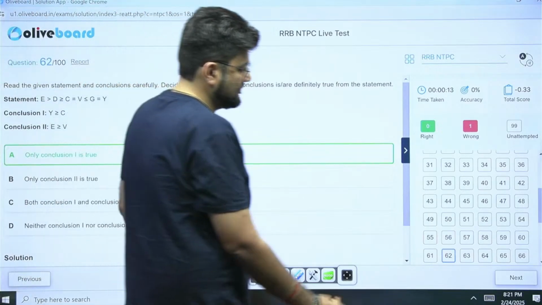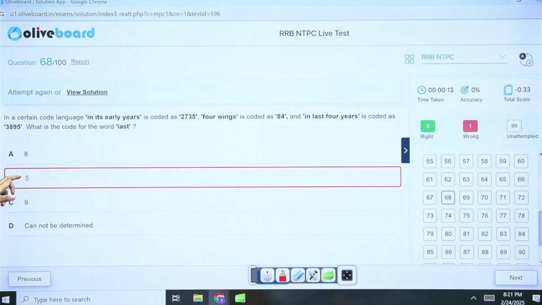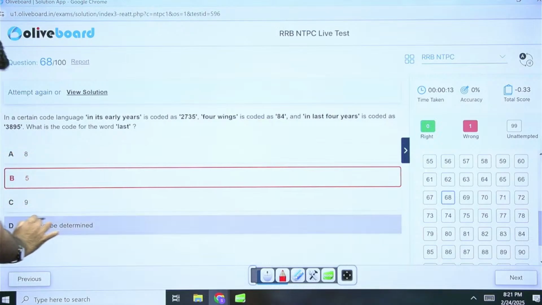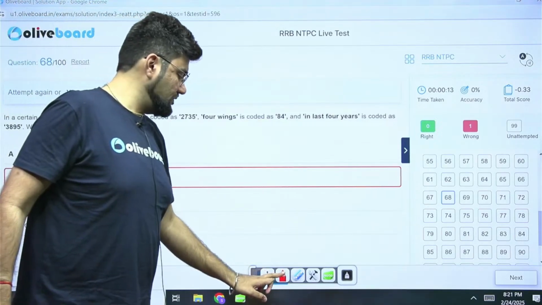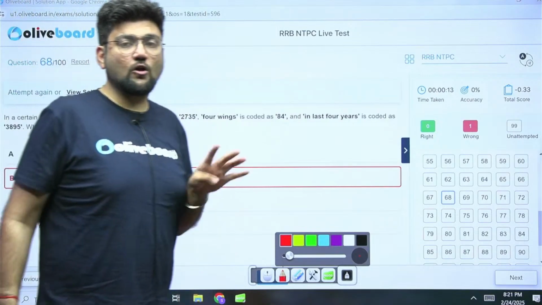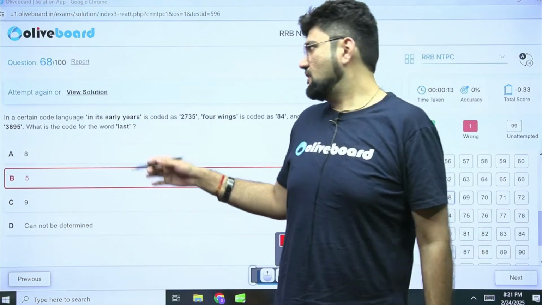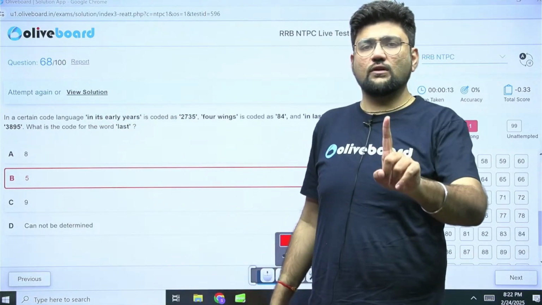68. Oops, I was trying to... In its early years, you'll have to check this one. Why? Because this is a Chinese coding based question, but we don't have 4 options. We have a cannot be determined here. If you have a cannot be determined, guys, always remember, if you have 4 different options and they are asking you only one word, then you can go with a short trick. Short trick means whatever word they have asked, leaving that, delete everything else from the options. You will be left only with one option.